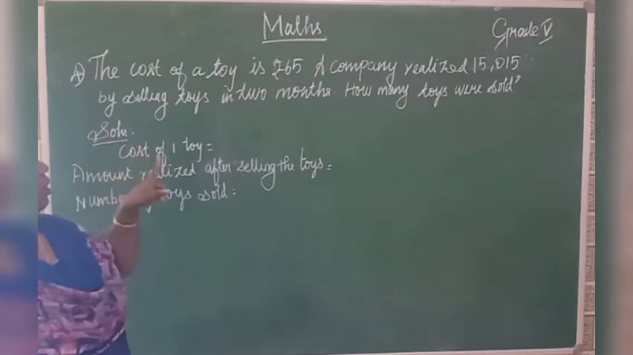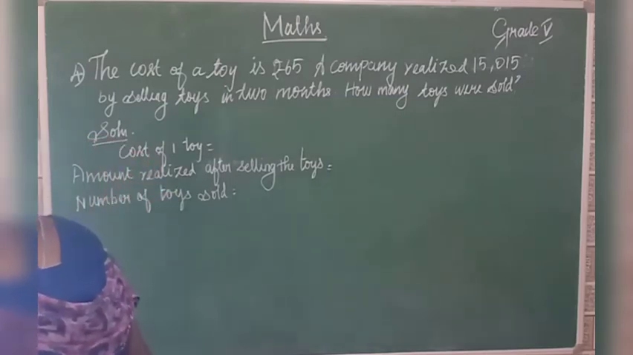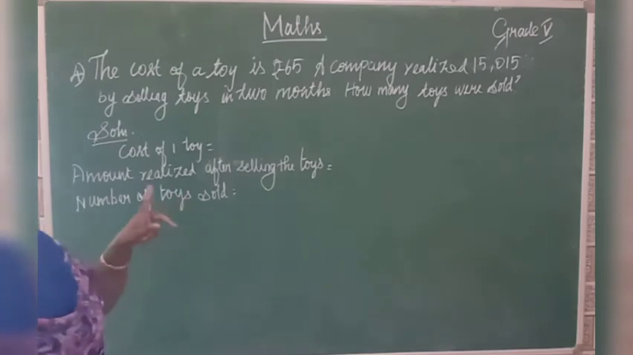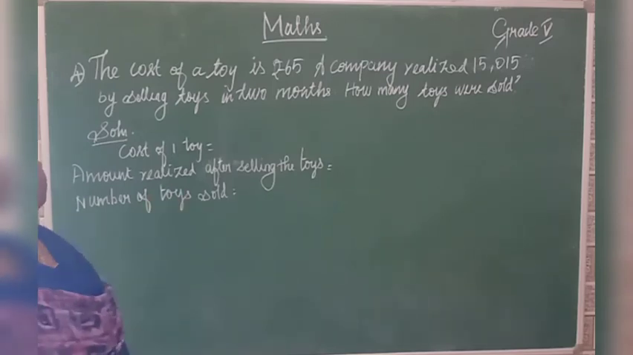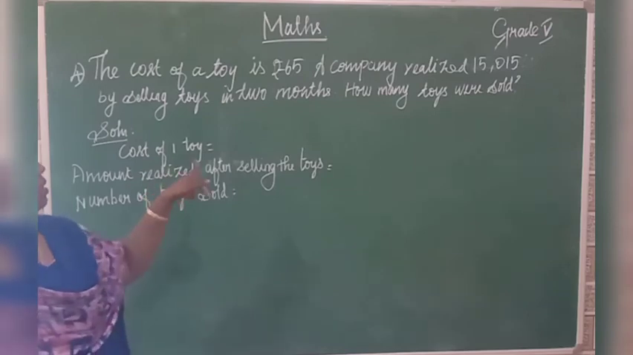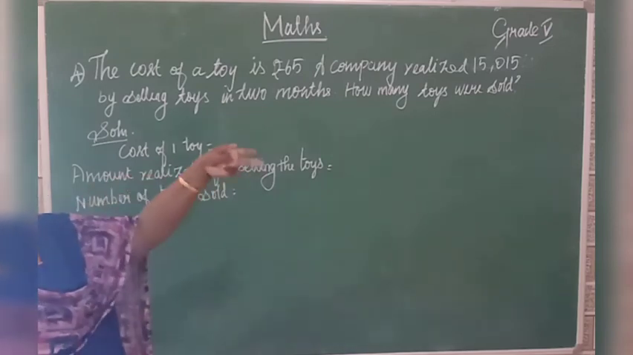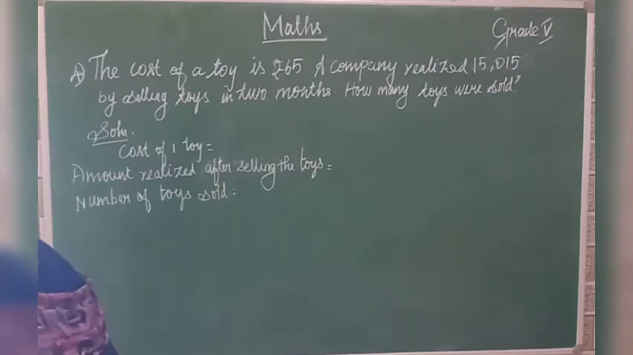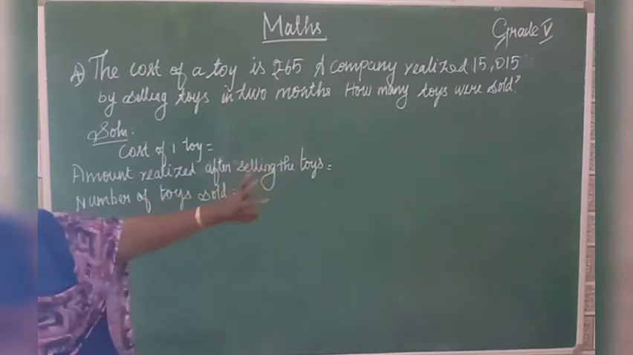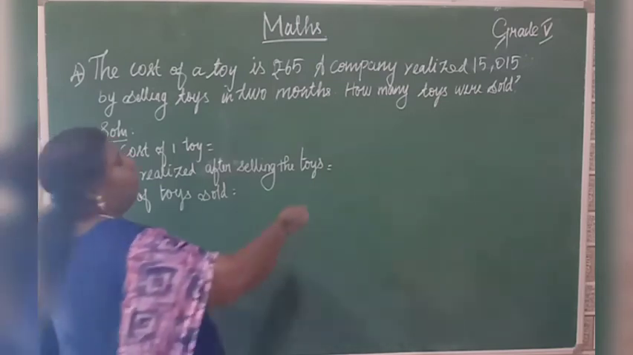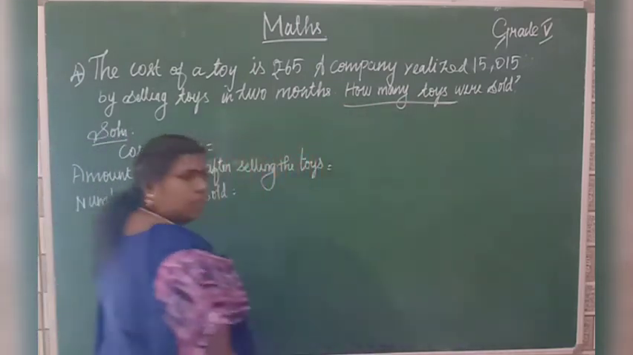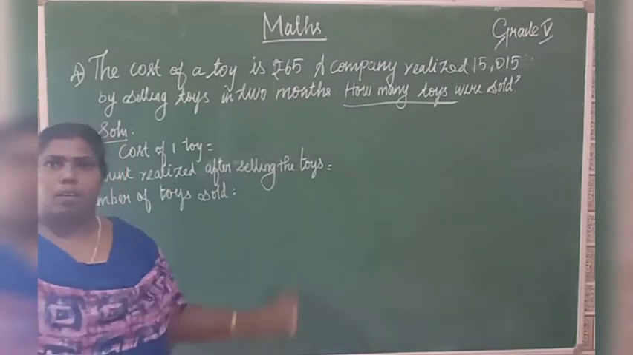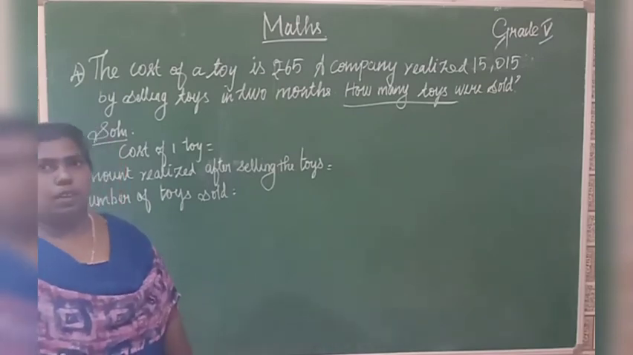The cost of a toy is 65 rupees. One toy costs how many rupees? 65 rupees. A company realized 15,015 rupees by selling toys in 2 months. In 2 months they realized how much amount? 15,015. So how many toys were sold? The question is how many toys were sold. So here we are going to use which operation? Here also we are going to use division, right?